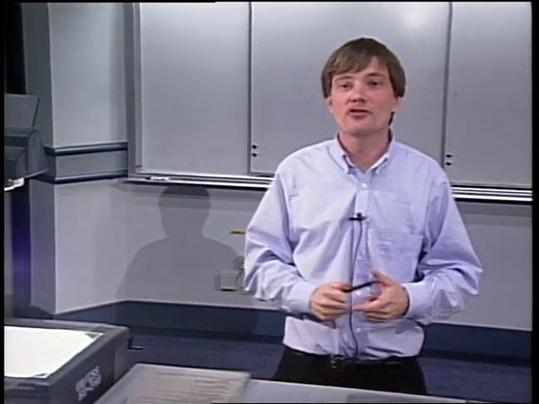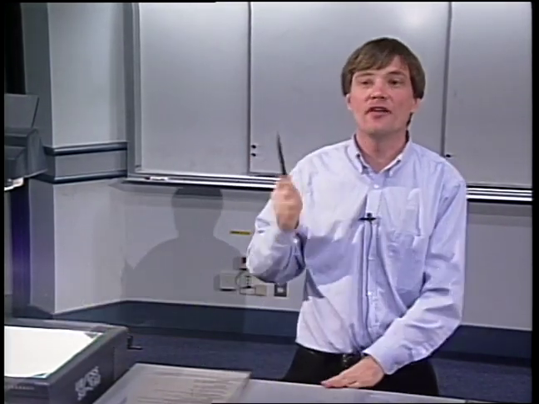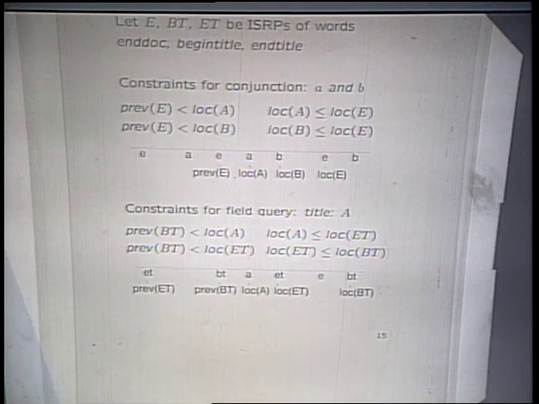If you wanted to do the conjunction A and B, it takes me 4 constraints. I've introduced another ISR here. E is the ISR on the end doc word. Remember, that's the word that occurs at the end of every document in the index. With those 4 constraints, that guarantees that I found an A and a B in the same document.